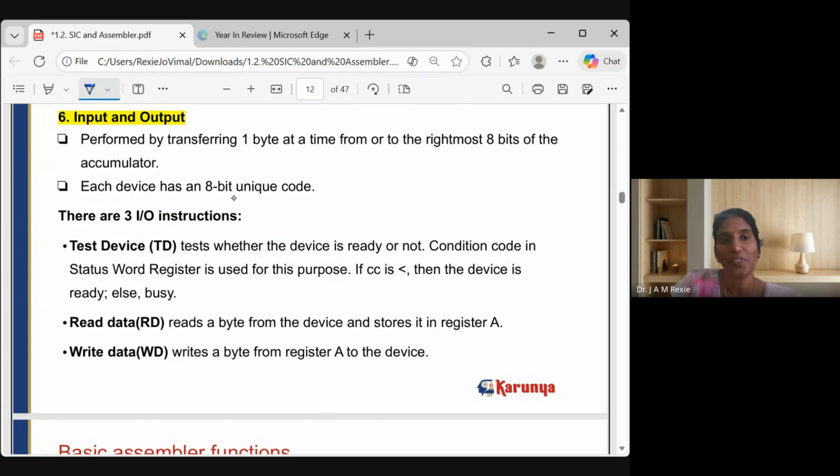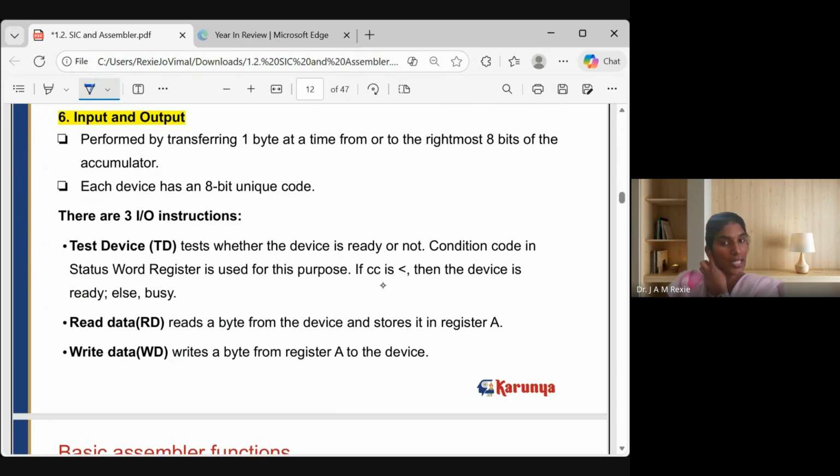Okay, and each device has an 8-bit unique code. Okay, whatever input devices we are referring, each will be having an 8-bit unique code. And for testing that input output devices and to read and write in the devices, we are having the test device instruction, TD. Okay, to test whether the input device is ready for the operation to be done. Okay, if it is an input device, whether it is ready to read from. If it is the output device, whether it is ready to write into. So that test device, and that result will be stored in the status word. The condition code will be stored in the status word register.